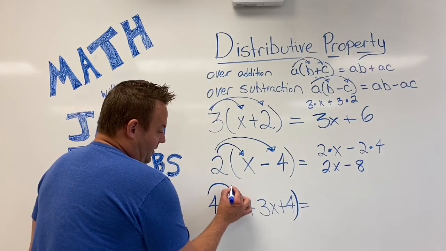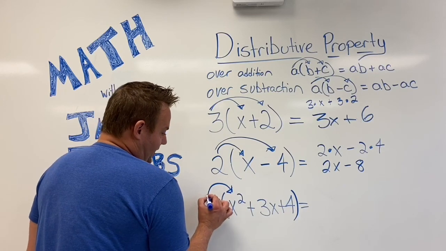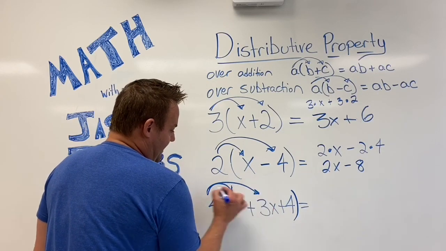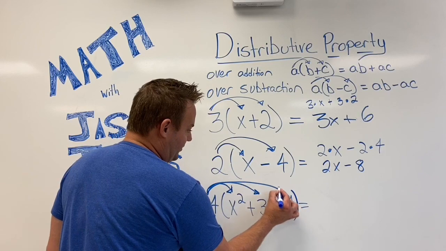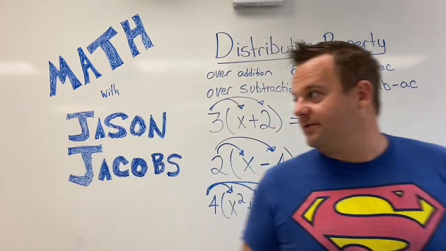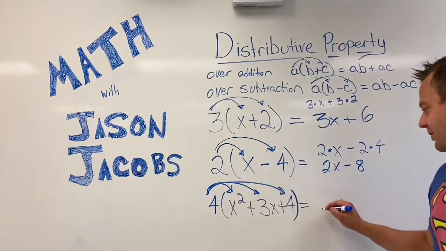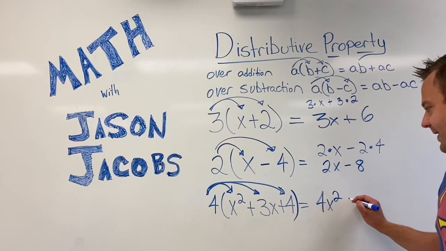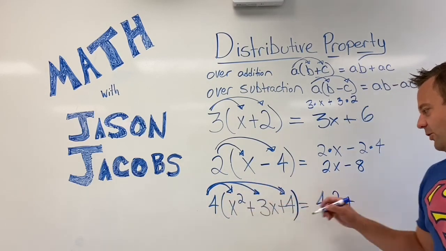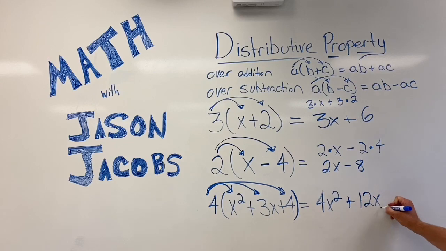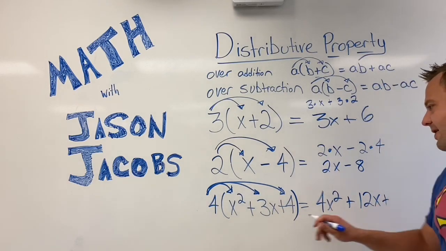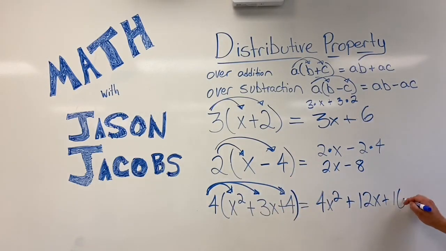We just go, the 4 distributes to the x squared, the 4 distributes to the 3x, and the 4 distributes to the 4. So let's do it, guys. 4 times x squared is 4x squared, plus 4 times 3x is 12x, plus 4 times 4 is 16.